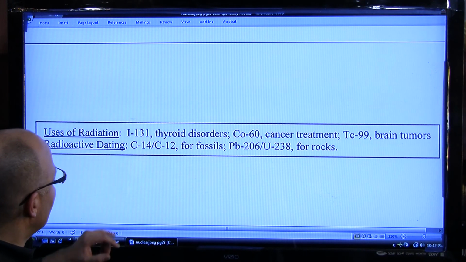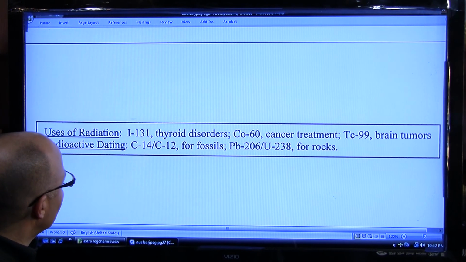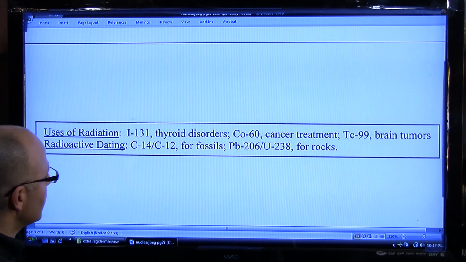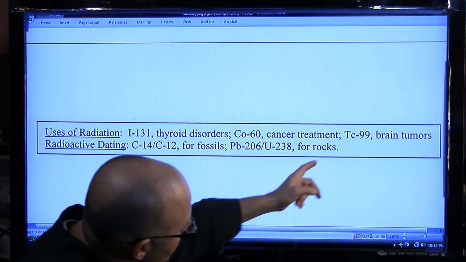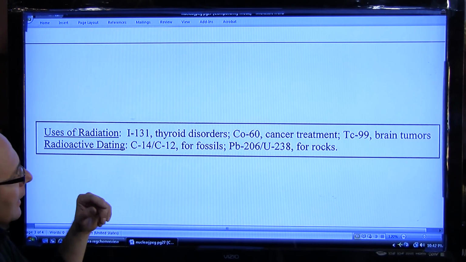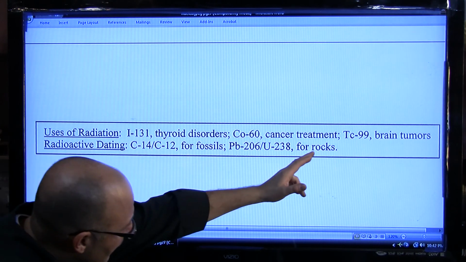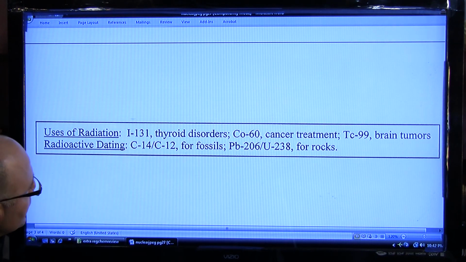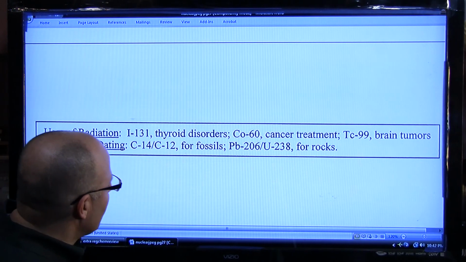And that is the iodine-131 isotopes, which is used in treating or diagnosing thyroid disorders. Cobalt-60 for cancer treatment. Tc-99 used for brain tumors. Radioactive dating is when you want to date fossils, or when you want to date rocks, how old they are. You use the carbon-14 to carbon-12 ratio and the lead-206 to uranium-238 ratio.